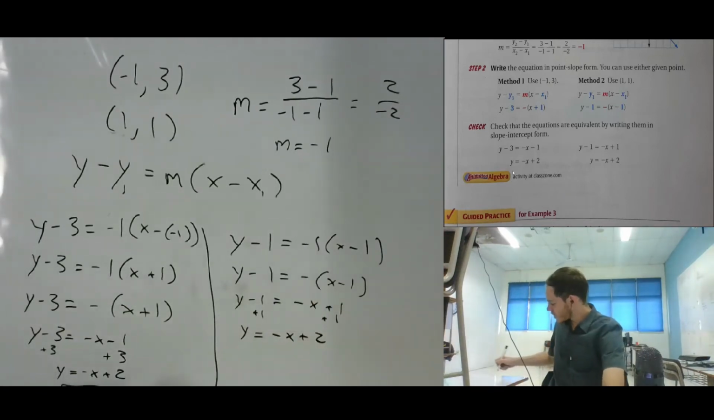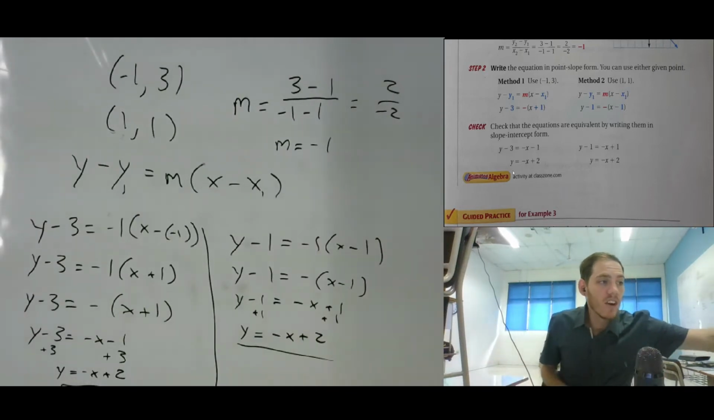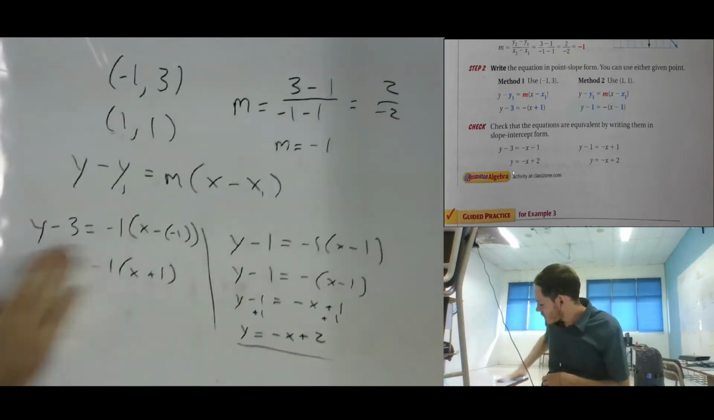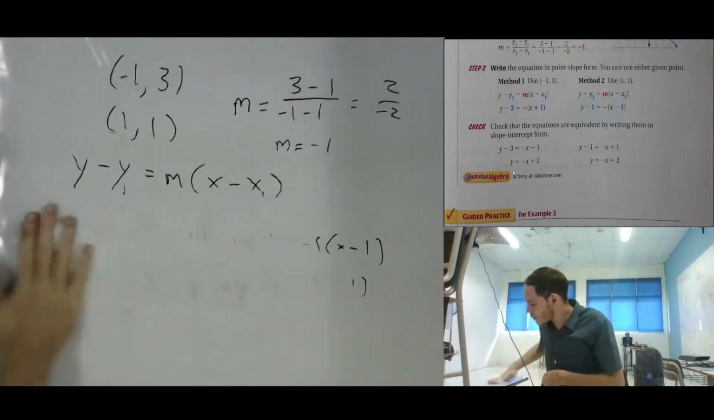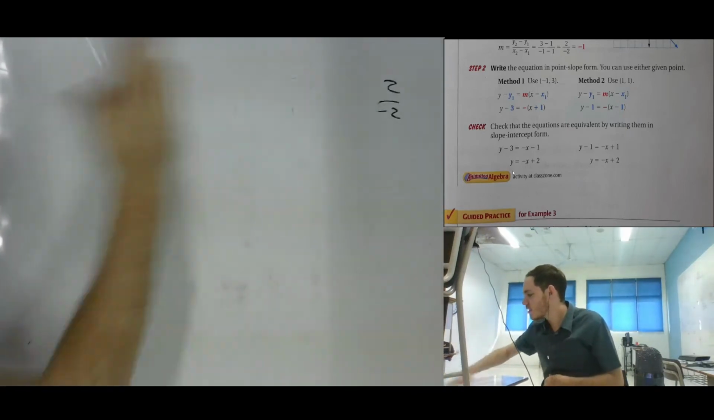Are these 2 equations equal? Then they are the same line. Okay? That's our test. Okay? So you can always check if your point slope is the same by plugging it in to slope-intercept form. Okay, we're going to keep going.